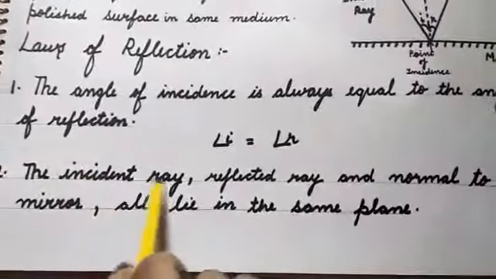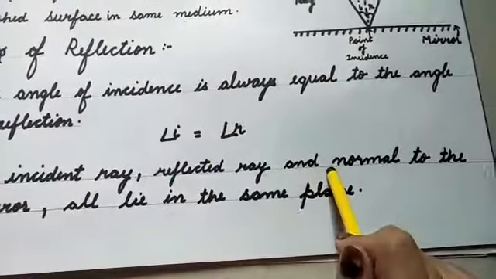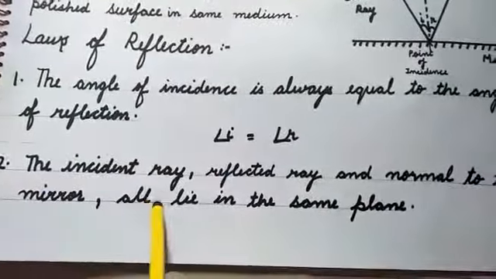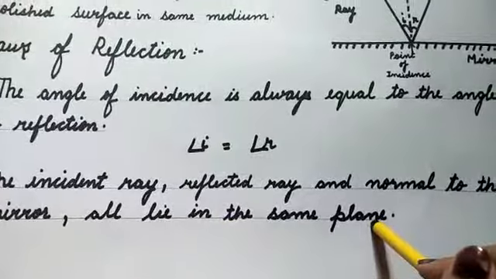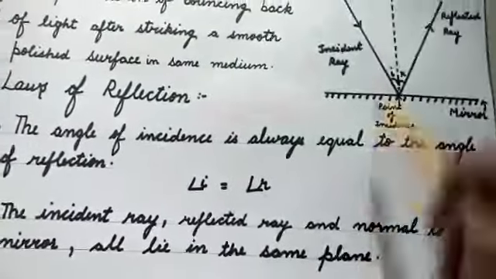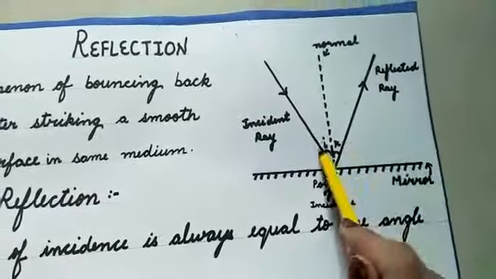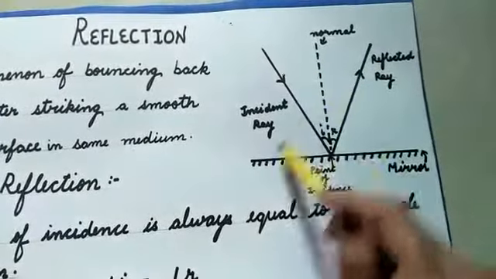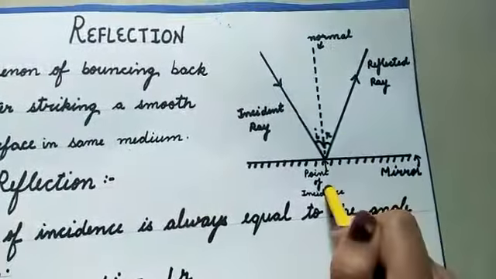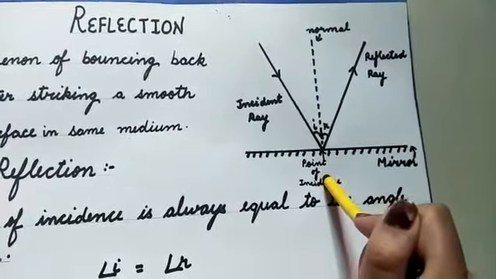Now the second law is the incident ray, reflected ray and normal to the mirror all lie in the same plane. These three things, the incident ray, reflected ray and the normal to the surface of the mirror, they all lie in the same plane.